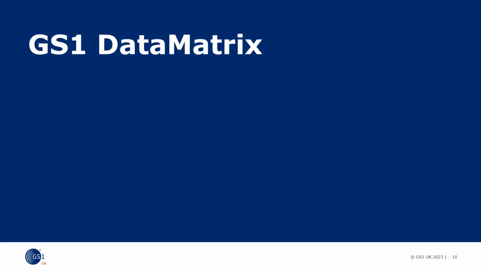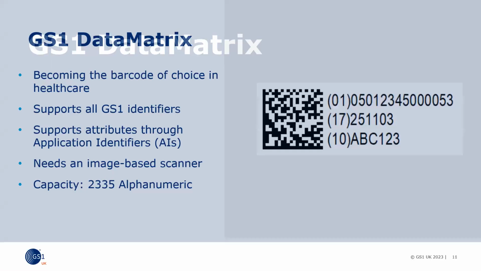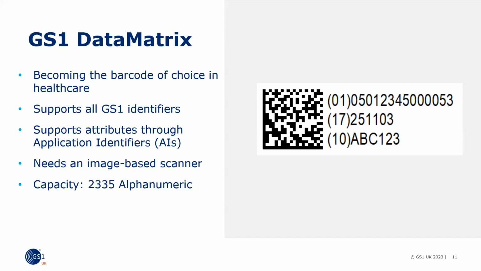Now we move on to the 2D GS1 data matrix. The 2D GS1 data matrix is becoming the symbol of choice for regulated healthcare products, and many manufacturers are swapping out the linear barcodes for these. Like the GS1 128, it supports all the GS1 identification keys and all the GS1 application identifiers, but in a much smaller symbol with a greater data capacity. It does require image-based scanners, but these are widely available by healthcare providers using handheld smart devices.